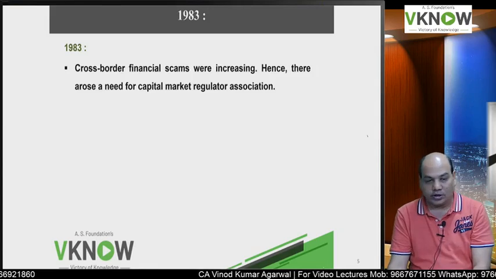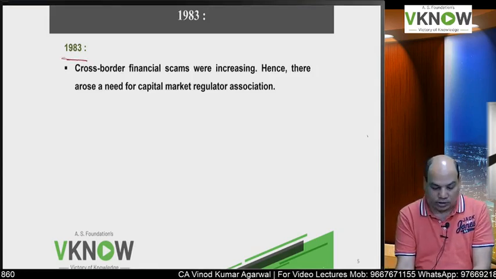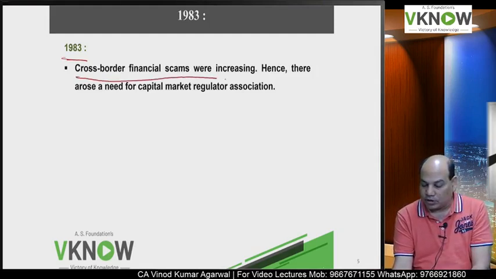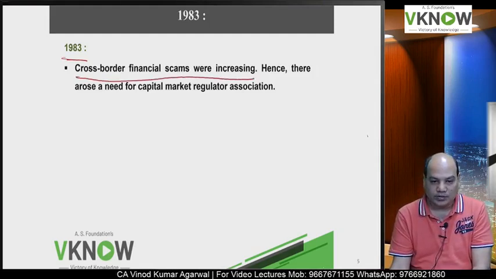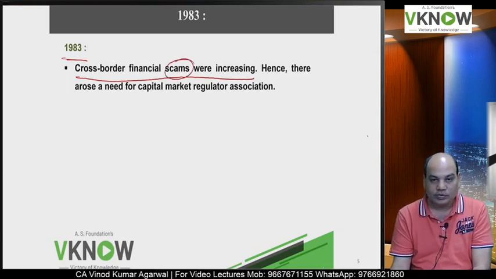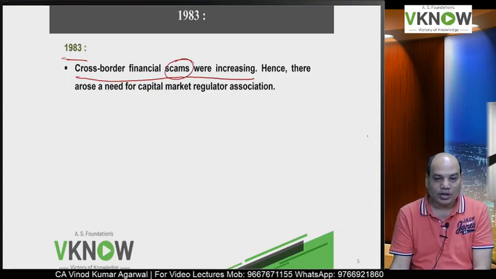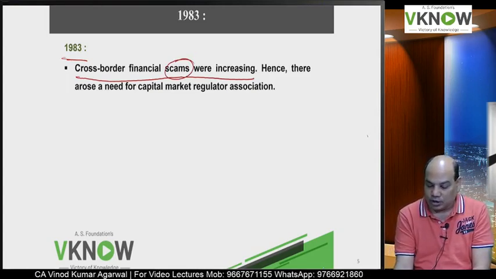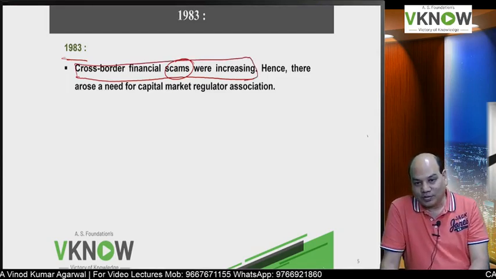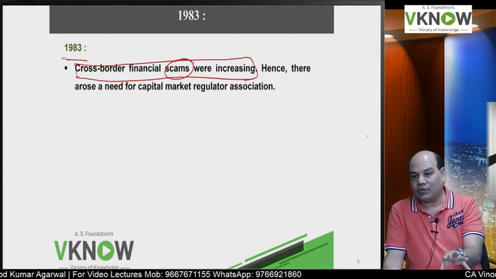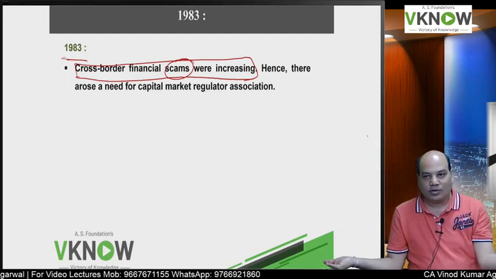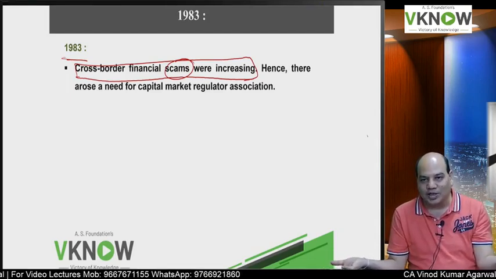Then in 1983, another eventful year, over a period of time, the cross-border financial scams were increasing. Scam is a part of life. Okay, if you think we can avoid it, you are living in a different world. But we can reduce it. Because data was not given in the financial statement, companies were committing frauds, and investors were not aware of what is happening inside the company.